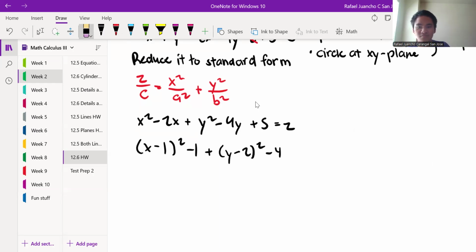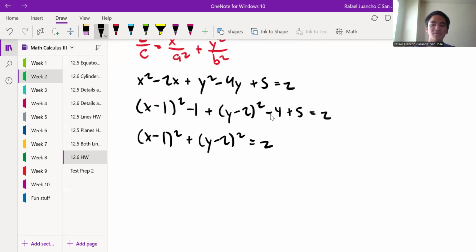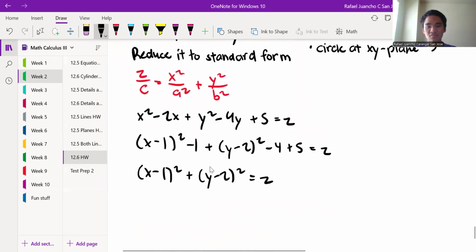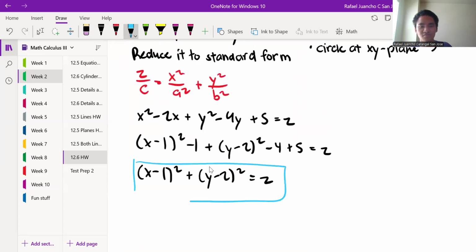And then I have a plus 5 here. Then this is z. And oh, I get a nice looking formula here. Equals z, because minus 1 and minus 4 is minus 5. I add that to 5, I get 0. So now I'm left with this thing. Yeah, this looks like a nice formula. I hope it's correct. If it's not, we'll try other ways, I guess. Equals z. Looks right to me. And what's the surface? It's an elliptic paraboloid.